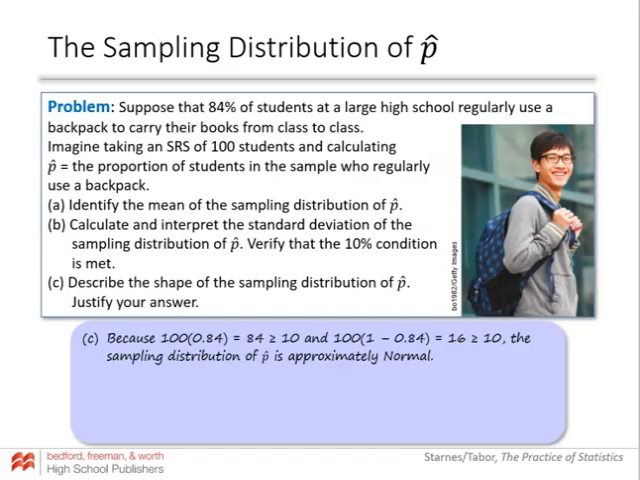All right, so then part C, describe the shape of the sampling distribution. All right, that's where we're going to check the large counts condition. Okay, so our sample size is 100, so 100 times p, 0.84, is equal to 84. That number is bigger than 10. And 100 times (1 minus 0.84) is 16, which is also bigger than 10. So because both of those numbers are greater than or equal to 10, the sampling distribution of p hat is approximately normal. Okay, you have to show this math and say greater than or equal to 10. You cannot just say the large counts condition is satisfied. You have to show it.